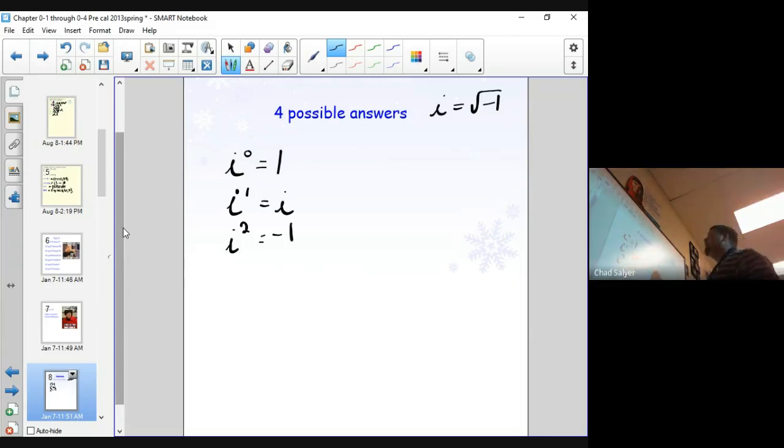So that's going to be -1. And then i to the third power. Remember your rules of exponents? So that's like i squared times i. That's going to be -i. And you'll find these 4 answers repeat over and over.